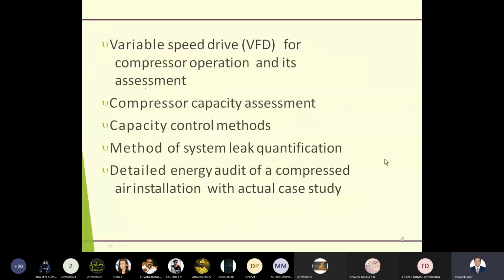Also, variable speed drive for compressor operation and its assessment. Then compressor capacity assessment, capacity control methods, and methods of system load qualifications. Then a detailed energy audit of a compressed air installation with an actual case study. So these are to be studied with the compressors.